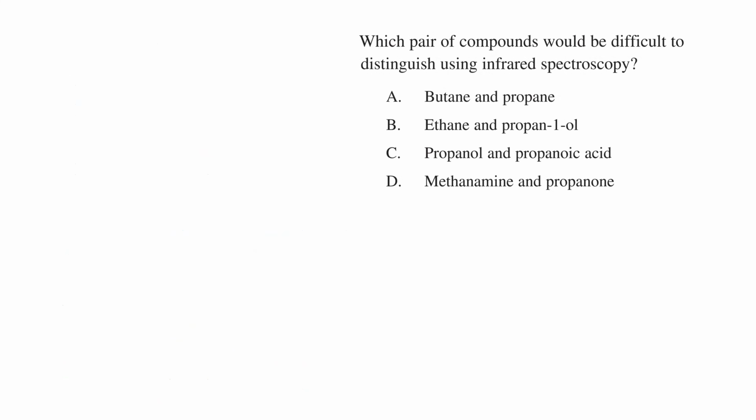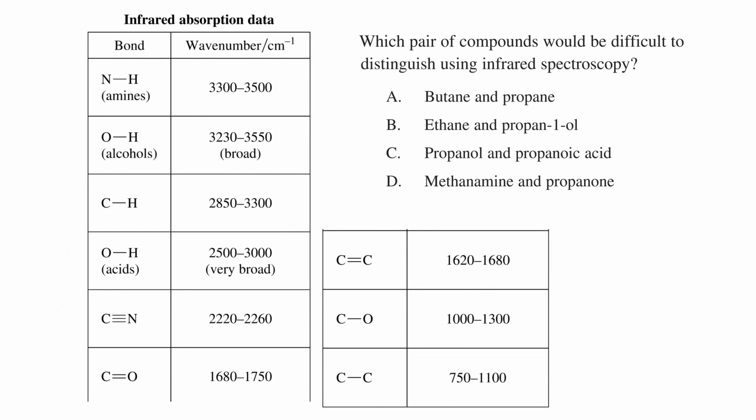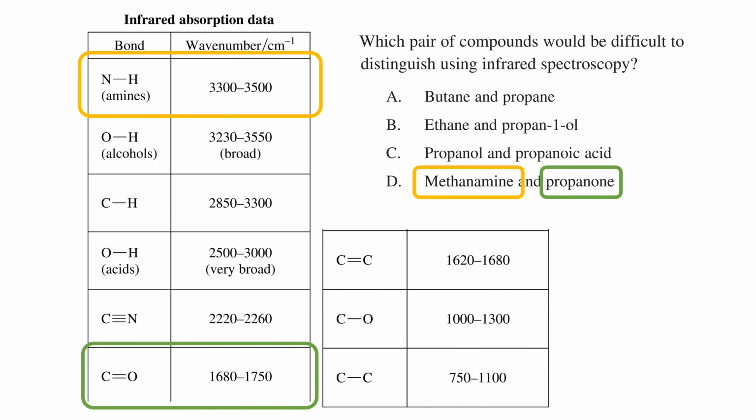We can also answer this question by eliminating all other options. Using the infrared absorption data table from the back of the exam, we can look at each molecule one by one. Starting from option D, methylamine is an amine with NH bonds, so we expect to see a signal in the range of 3300 to 3500 reciprocal centimeters. For propanone, there is a double bonded oxygen in the ketone, therefore we'll see a signal between 1680 and 1750 reciprocal centimeters. Therefore, with 2 distinct signals, we can distinguish between these 2 molecules, and option D is eliminated.